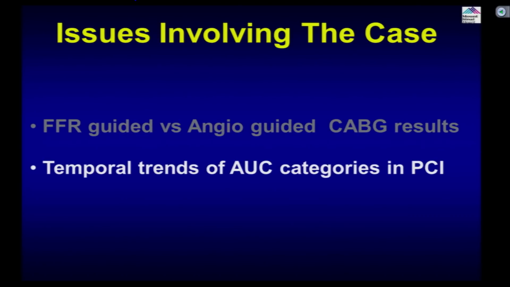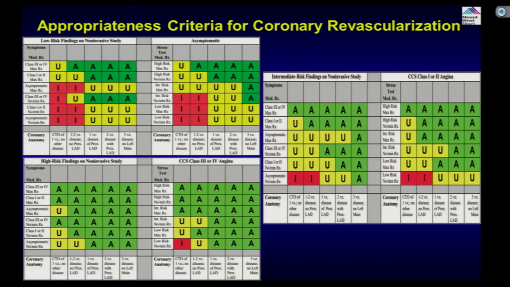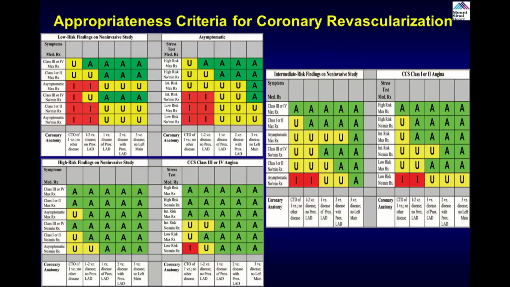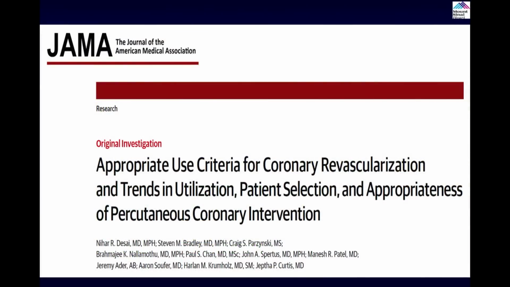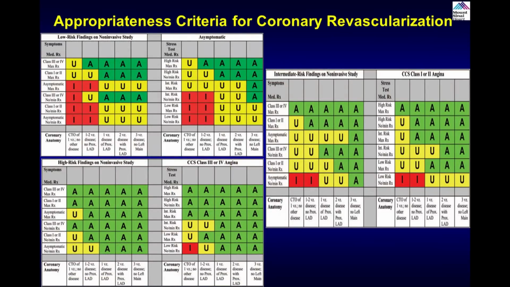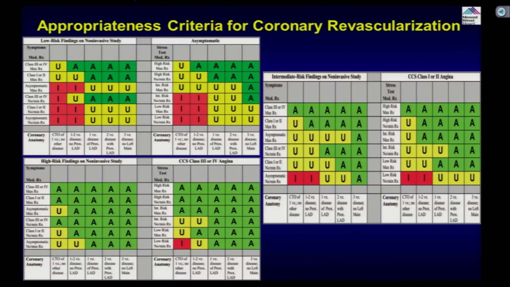The second point is, what are the temporal trends of AUC categories in PCI? Now remember, back in 2010, then we had the updated 2012 AUC criteria, which took into account the patient's presentation, whether asymptomatic or symptomatic, class 1, class 3 or 4, and also the patient's medical therapy, anti-ischemic therapy, then the presence of how bad the ischemia was, and lastly the presence of coronary artery disease, whether one vessel, two vessel, proximal LAD, multi-vessel. So that really gave us a good idea, with the red being inappropriate.